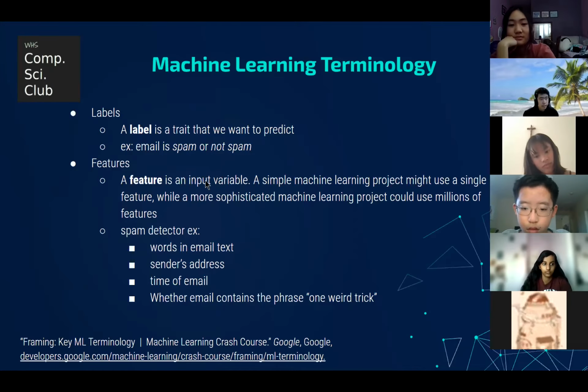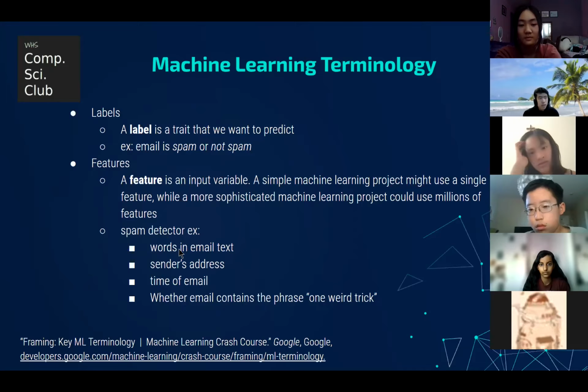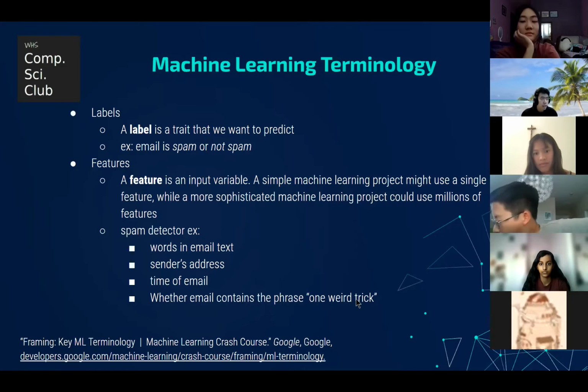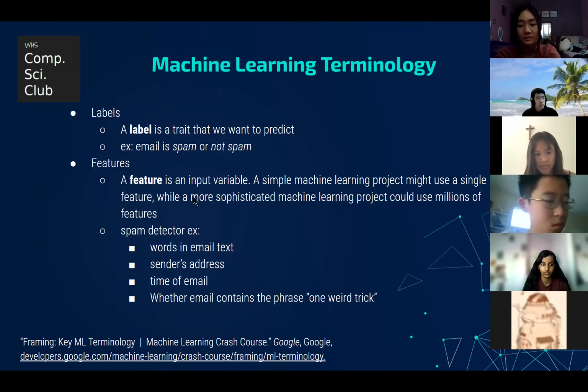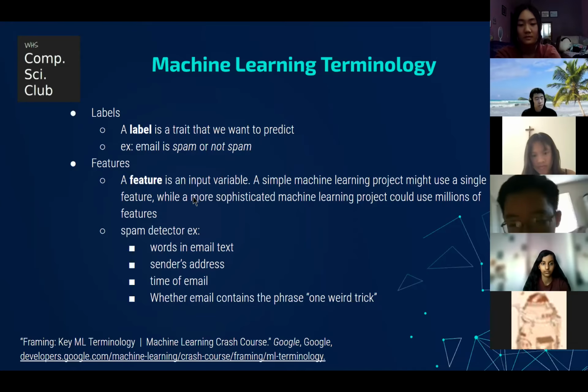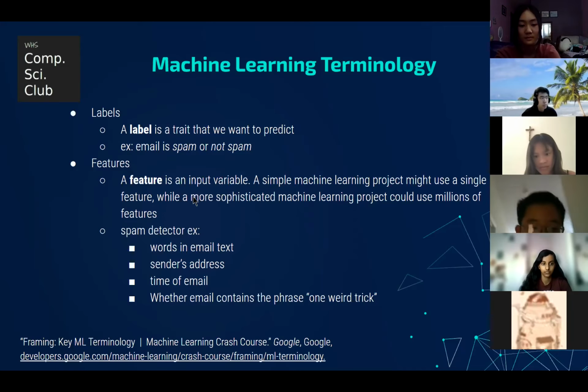And features are like variables, they're like inputs. A simple machine learning project might only have one or two features, but a more complicated one will have millions of features. In our spam detector example, features could be the words in your email, the address, the time, and whether it contains certain phrases that are red flags, right? If it contains this phrase, then it's probably spam, and we'll want to give it the label as spam. So features and labels kind of go together. The features help determine what the label is, and the features are what the machine learning model ultimately looks at to determine what the label should be.